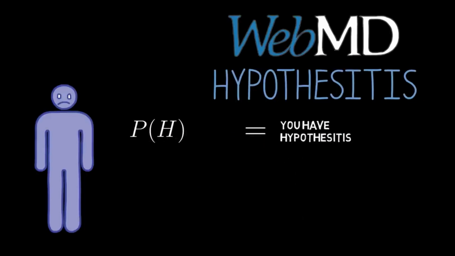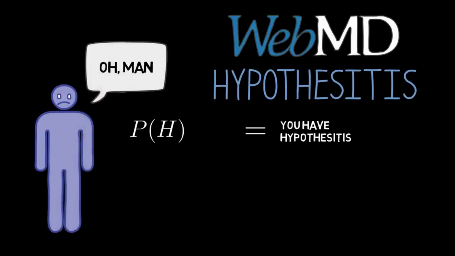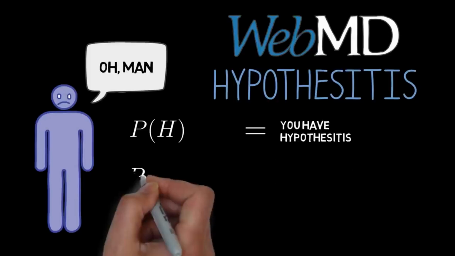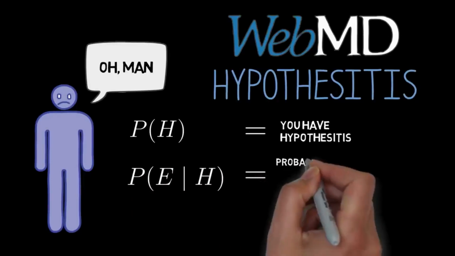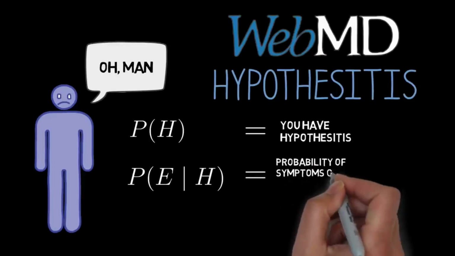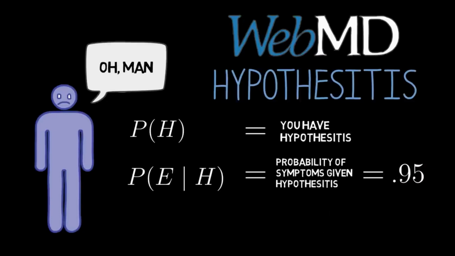As you read through the list of symptoms, you realize that you have all of them. In other words, you have all of the symptoms that you would have if you had hypothysitis. So let's say P of E given H, or P of symptoms given hypothysitis, equals 0.95. You begin to freak out, but then you remember Bayes' theorem.